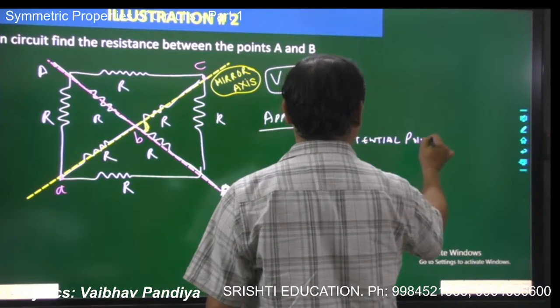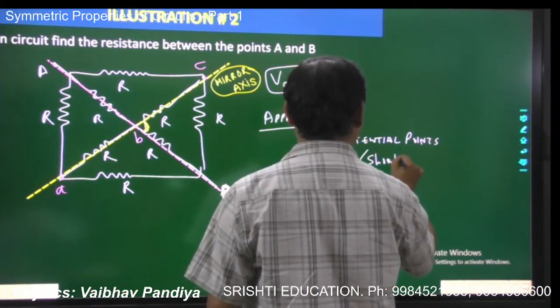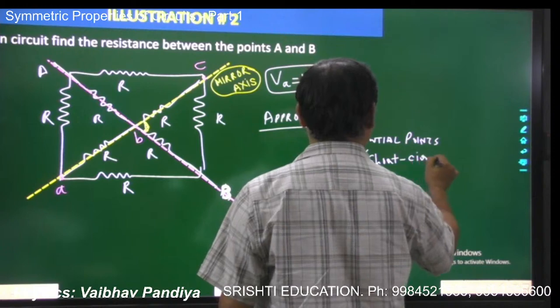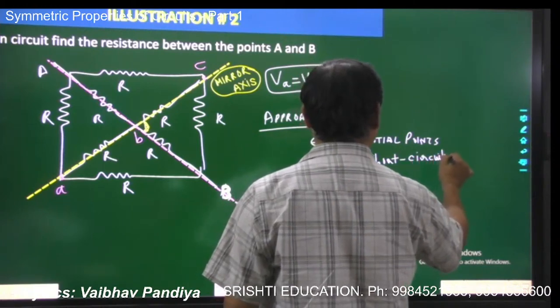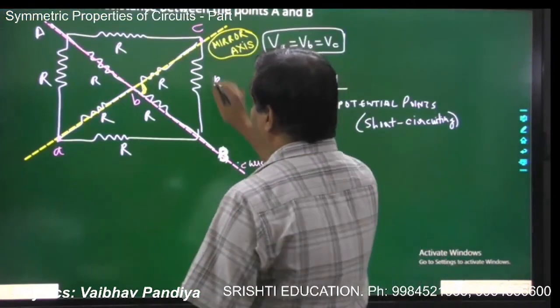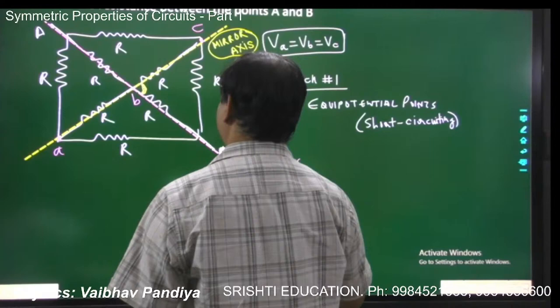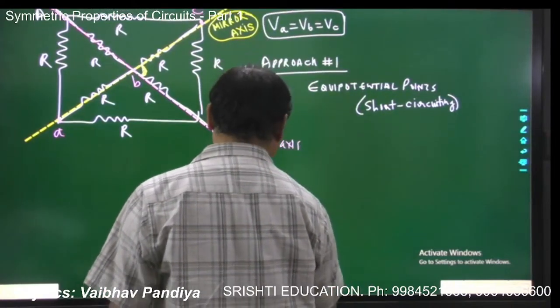We can treat them as equipotential points. That is, simply we are short circuiting this point. So when you treat them as the same point, the middle resistor will have no role. So I can make some equivalent figure like this.